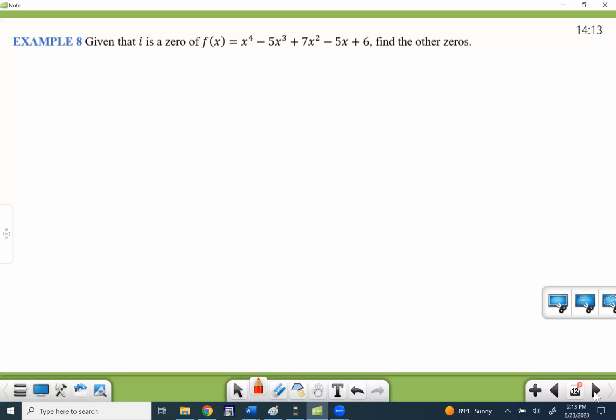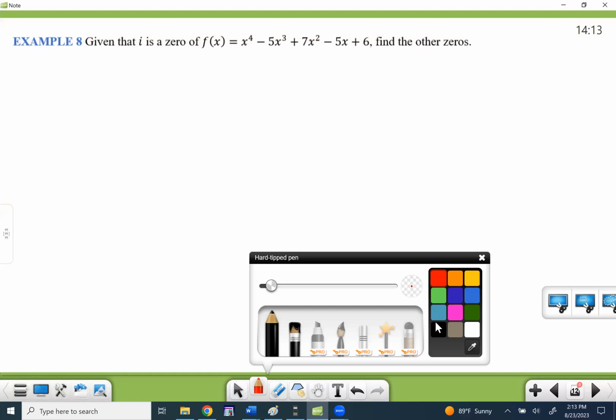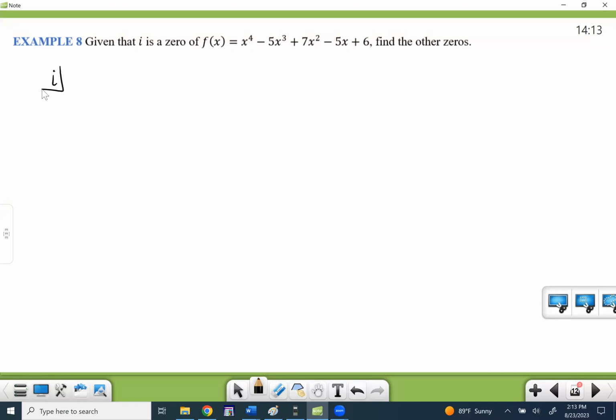Given that i is a 0, find the other zeros. Okay, so again, we already know that if we put i in the box and we do synthetic division, we should get a remainder 0 because they told us it's a 0. So let's go ahead and write the coefficients. I notice that all the exponents are here, 4, 3, 2, 1, and none. So we're going to go ahead and write out the coefficients.